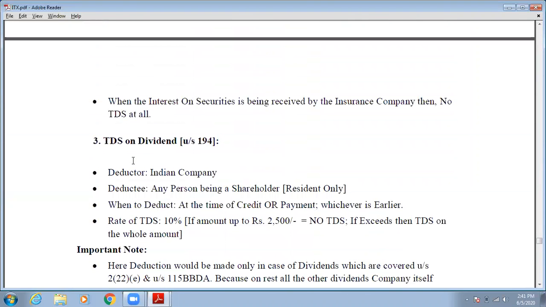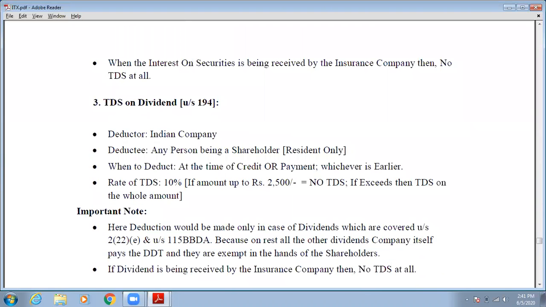Okay. Then next is TDS on dividend. If you are paying dividend to your shareholders, then you have to deduct tax on that dividend. On which level or by which rate? So let's see. Who will be the deductor? An Indian company. If any Indian company is paying dividend to their shareholders, then that Indian company has to deduct the tax, and in that case, Indian company will be your deductor.